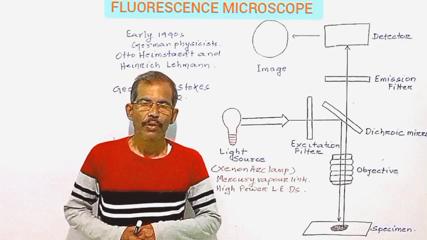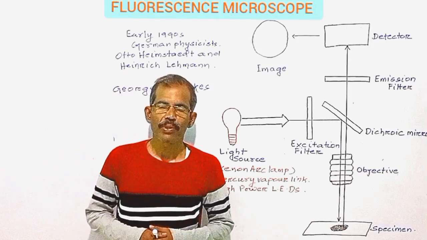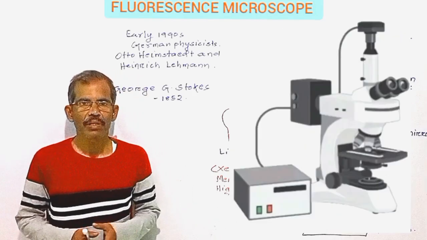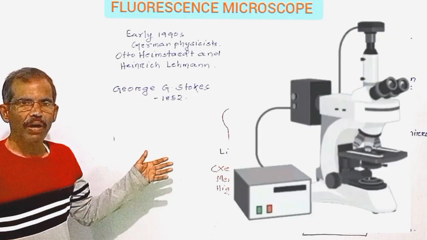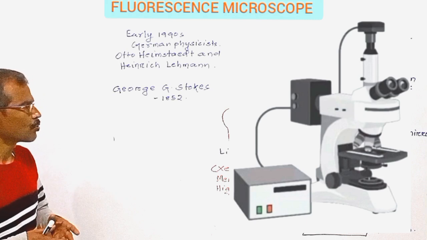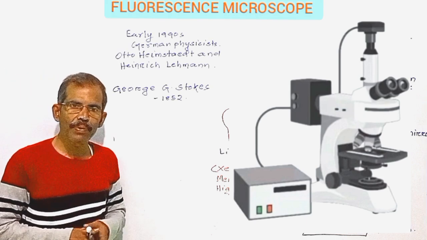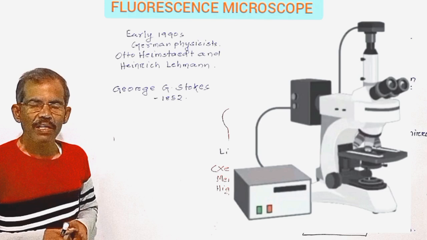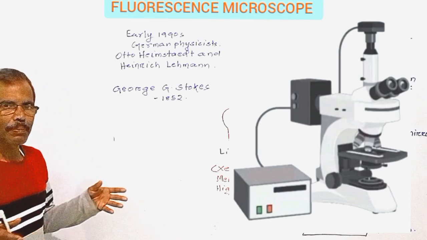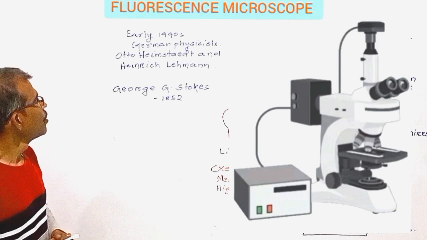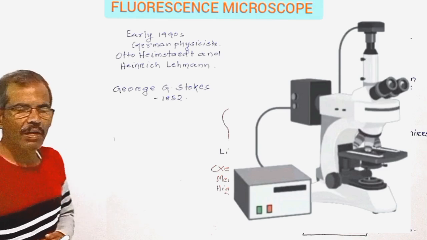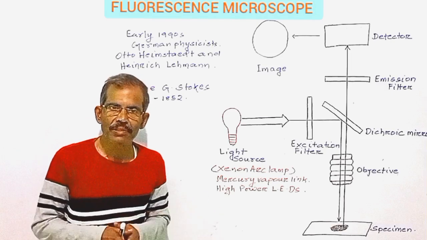Friends, today we will discuss the principle of fluorescence microscope and its applications. Fluorescence was first discovered by British scientist Sir George Stokes in 1852. The first functional fluorescence microscope was developed by German physicists Otto Heimstädt and Heinrich Lehmann in the early 1900s.